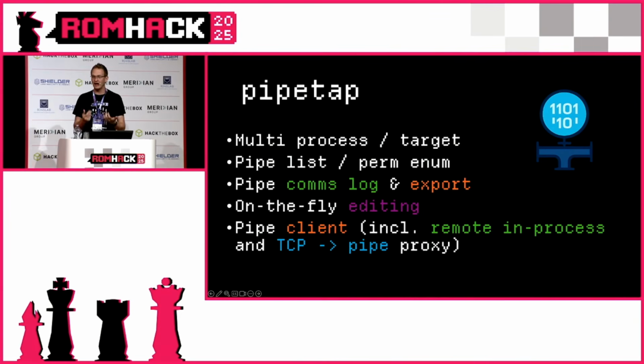Once you've analyzed some of your protocols, you can also get to a point where maybe you need some more complex interactions, in which case pipe type also has a TCP to named pipe proxy. You can now, from anywhere, connect over TCP to a named pipe, potentially in process, and interact with it in ways that might be interesting to you.